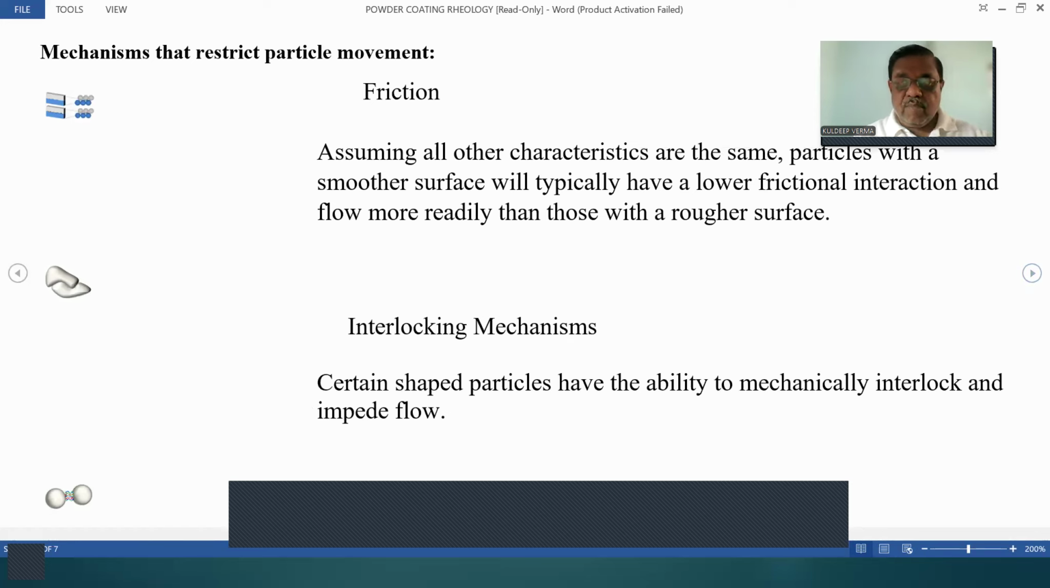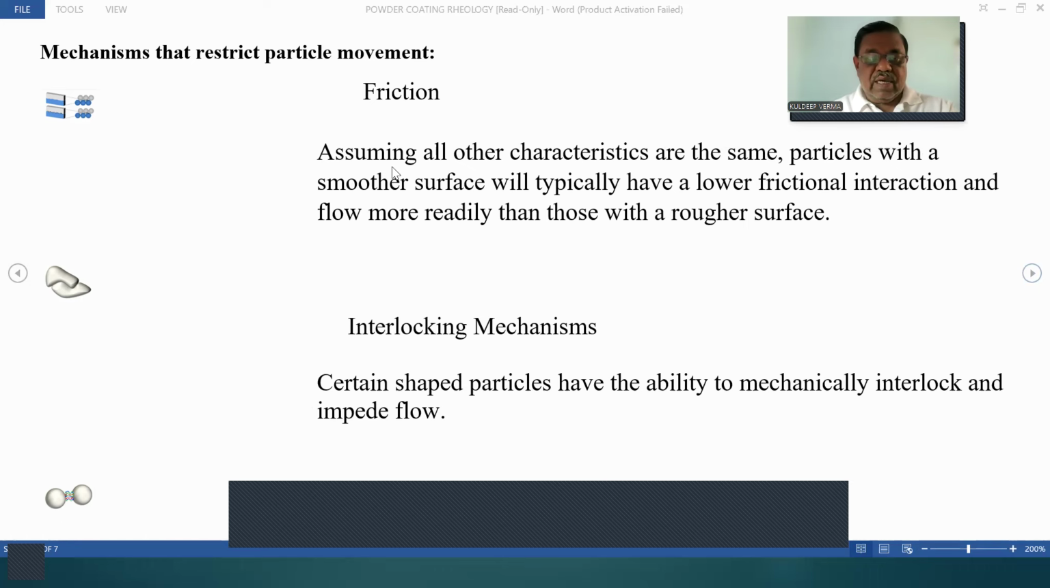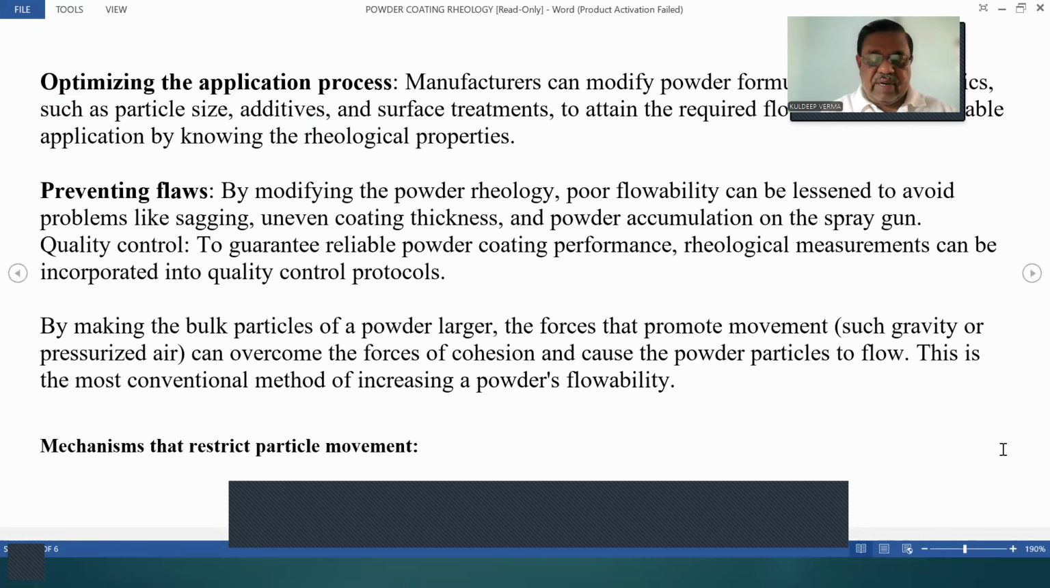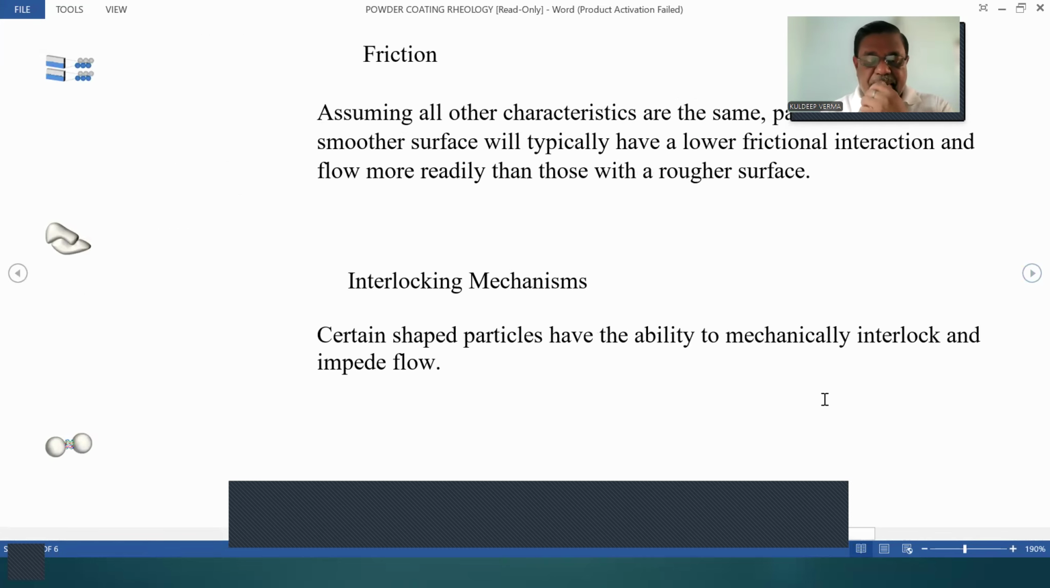This is friction. Assuming all other characteristics are the same, the particle with a smoother surface will typically have lower frictional interaction and flow more readily than those with a rougher or irregular surface. The interlocking mechanism: certain shaped particles have the ability to mechanically interlock and impede flow.